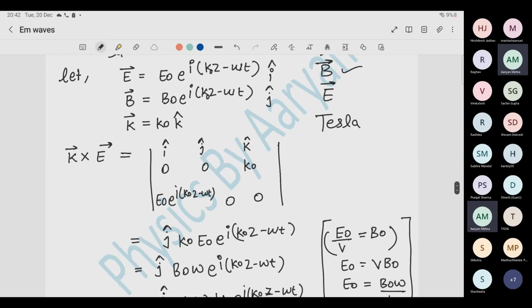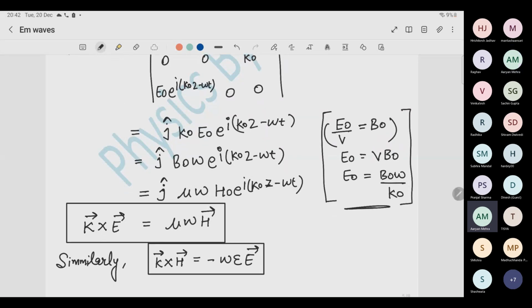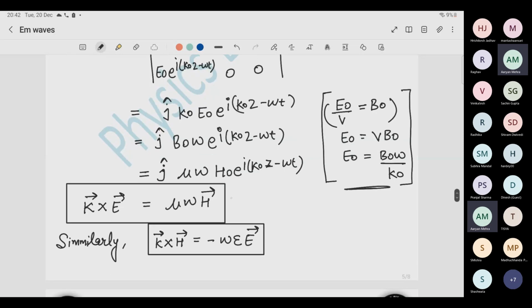When you do K cross E, you get something like this, and then you play with these equations. You will find that K cross E is equal to nu omega H cap, and that's what we were actually expecting, right? K cross E should be in the direction of the magnetic field, and that's what we have got here. Similarly, K cross H will be in the direction of some electric field. So this you can easily prove.